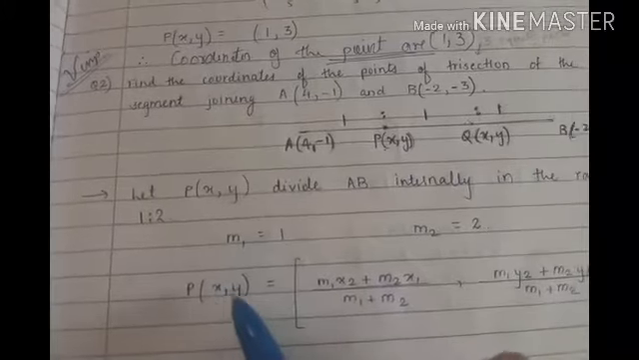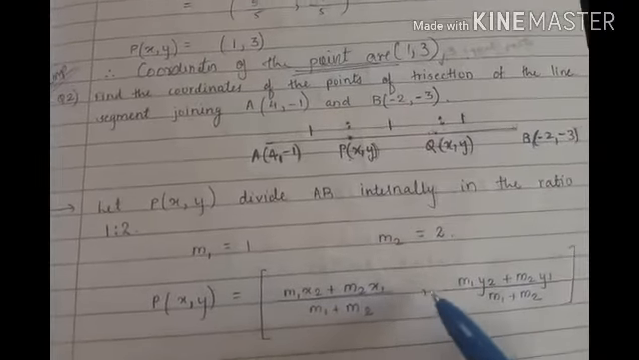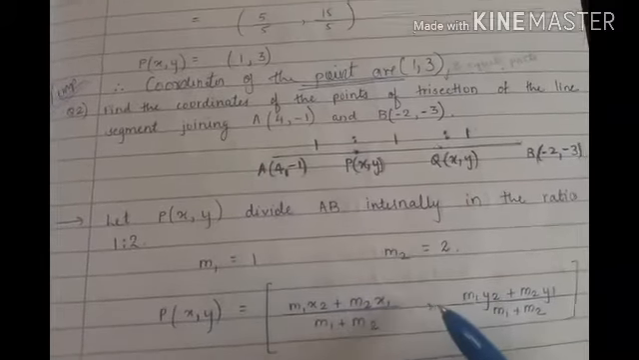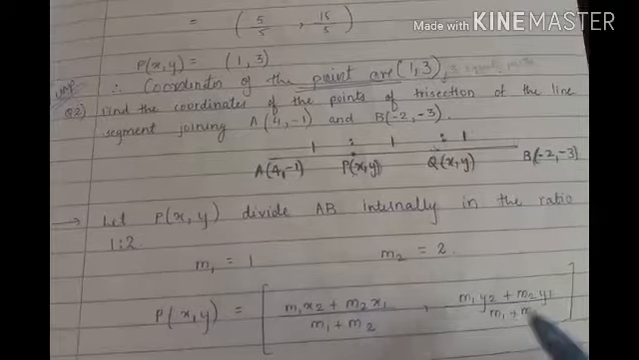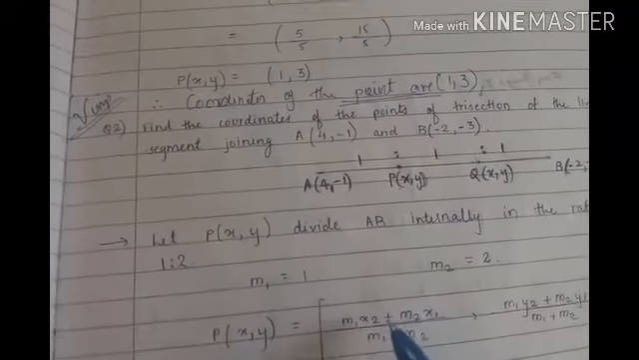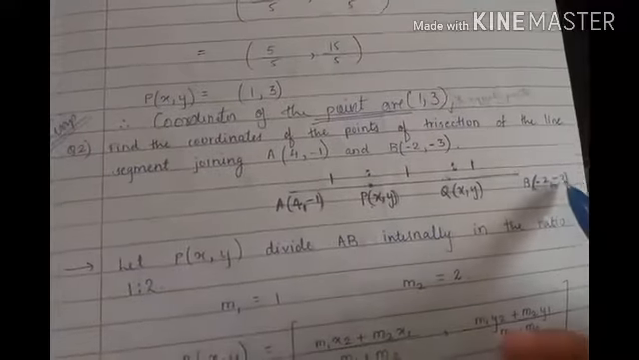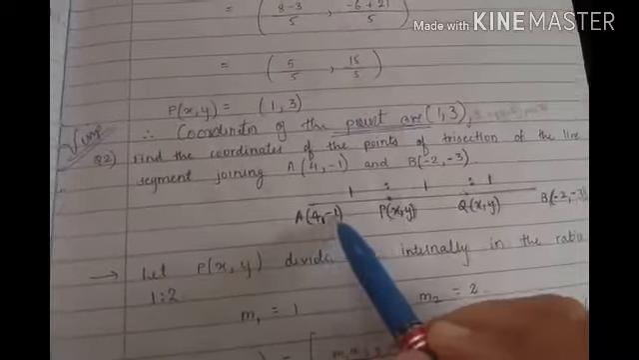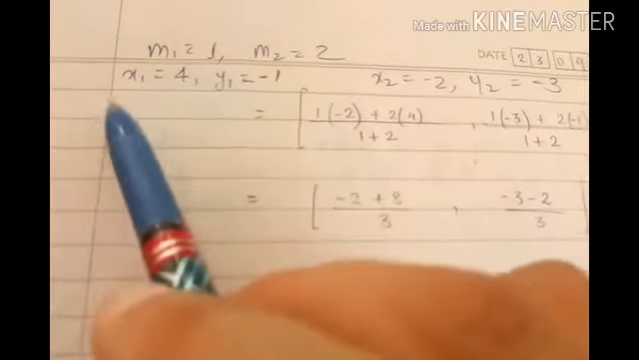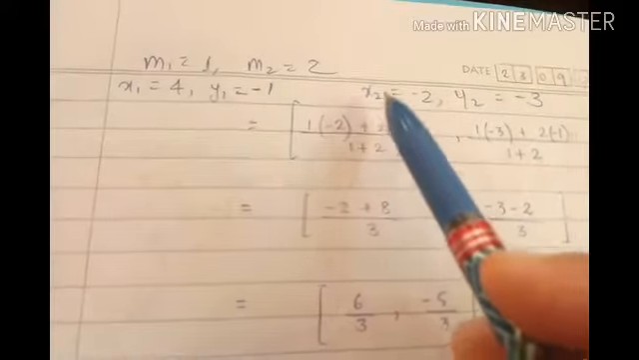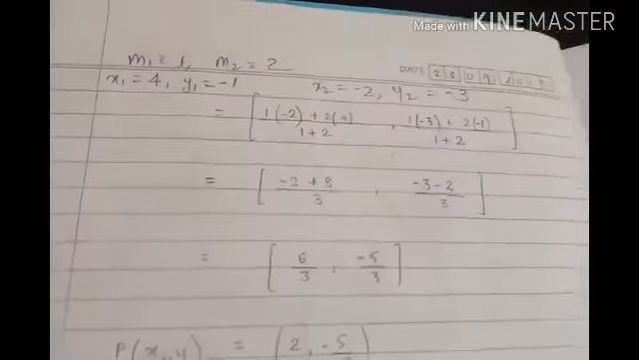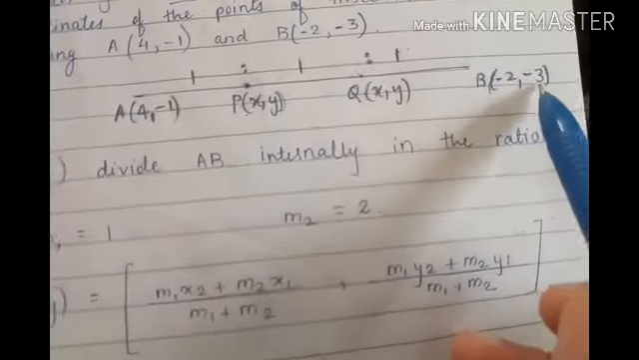Now write the section formula: P(x, y) = ((M1 x2 + M2 x1) upon (M1 + M2), (M1 y2 + M2 y1) upon (M1 + M2)). Now what is the value of x1, y1, x2 and y2? This is x1, y1 and this is x2, y2. So x1, y1 is 4 and -1. Write it so that it becomes easy: M1 is 1, M2 is 2, x1 is 4, y1 is -1. Similarly, x2, y2 is -2, -3. So x2 is -2 and y2 is -3. Let's confirm: x2 is -2, y2 is -3.